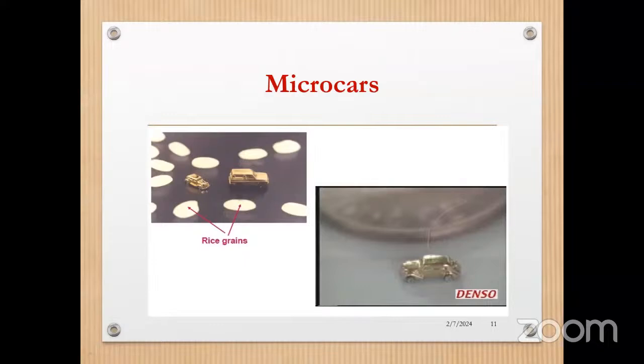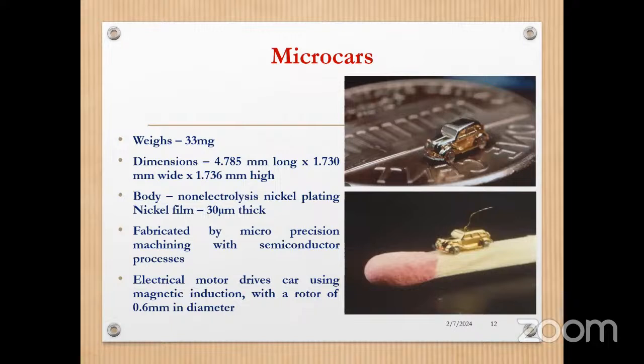And this is not a playing car. This car will run, right? So I'll show the next image. See the car that has been placed on a 1 cent coin as well as on a matchstick. These images are taken using a scanning electron microscope, right?